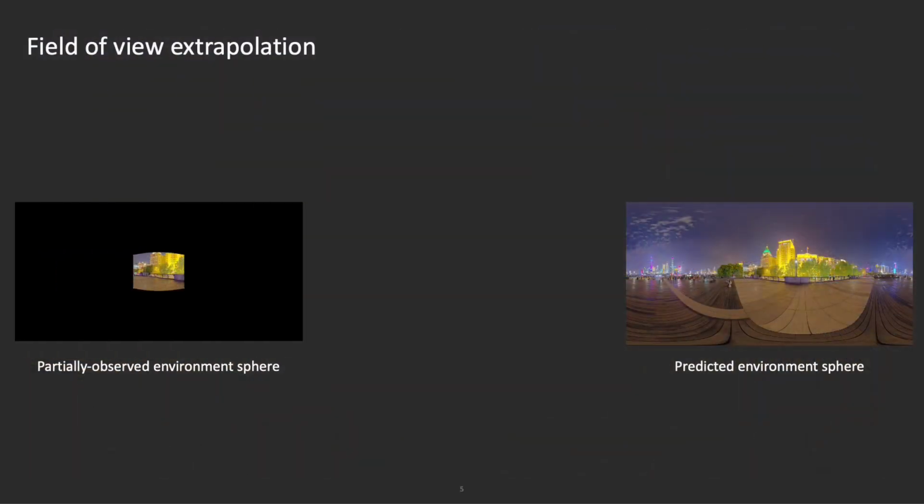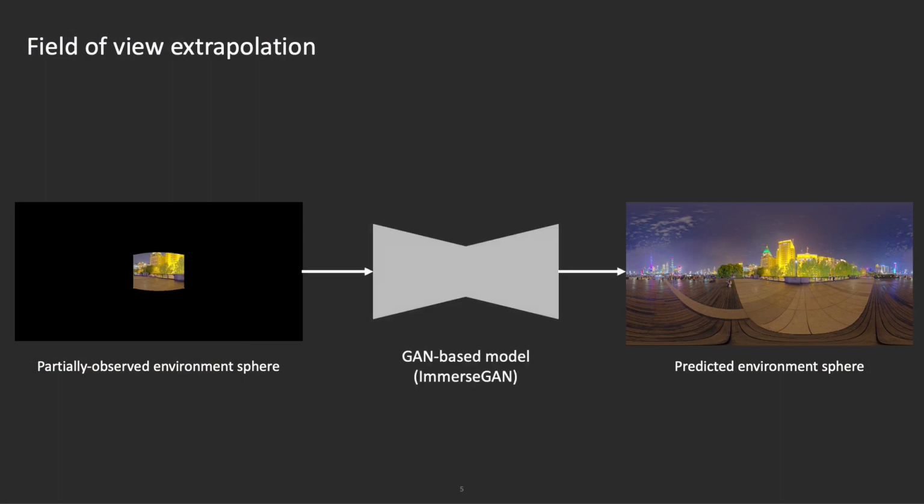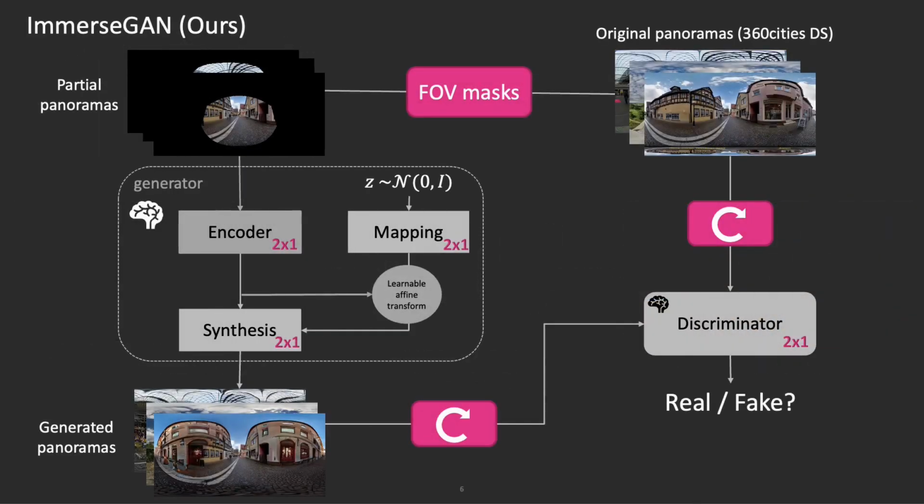In this work, we develop a model based on generative adversarial networks, called GAN, to address this problem. Our method is based on Co-Modulated GAN. We apply some modifications to make it suitable for field of view extrapolation.